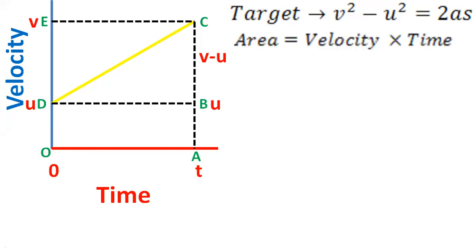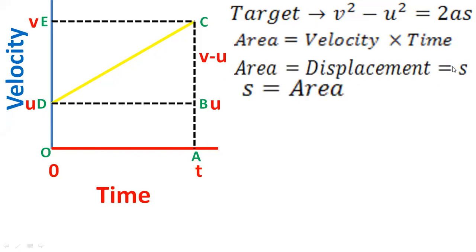So let me take area of this graph. Area of this graph is velocity into time, that we already know. But velocity into time is what? Displacement, that we have seen in the last equation also. And that displacement is equal to S. So everything we have covered.